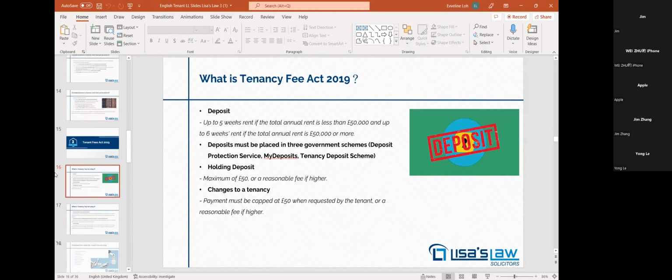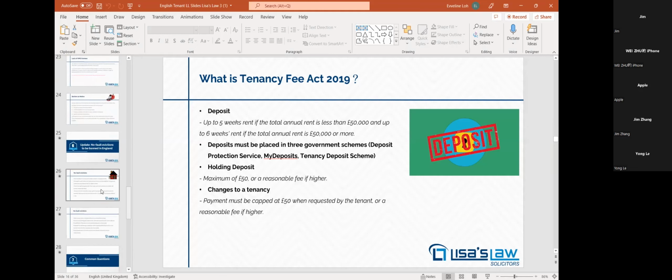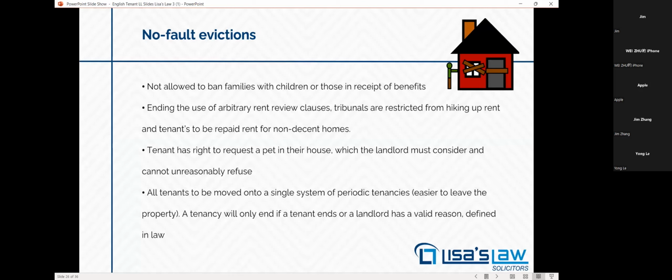So I'm not quite sure how, sorry again, this is getting a bit annoying. 1 second. So yeah, I'm not sure whether the landlords are welcoming this new law itself.